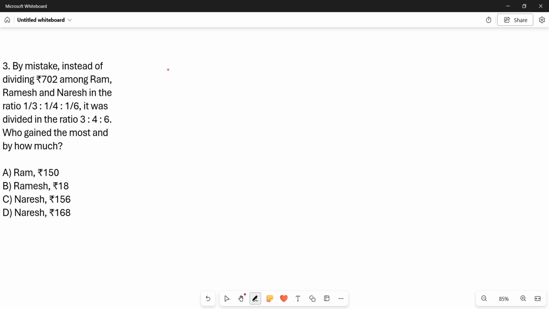So the same thing. The third question is very important, guys. Most asked questions in recent examinations. By mistake, instead of dividing 702 among Ram, Ramesh and Naresh. So there are three friends.